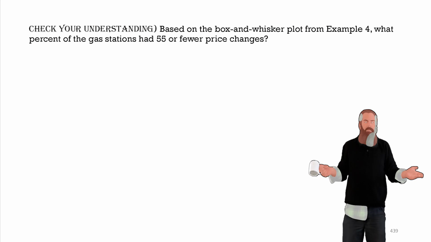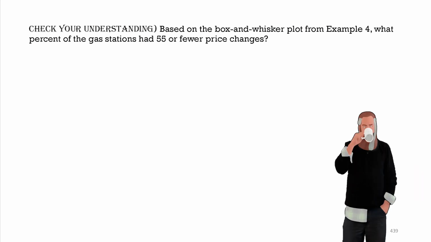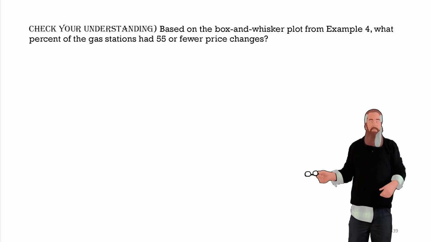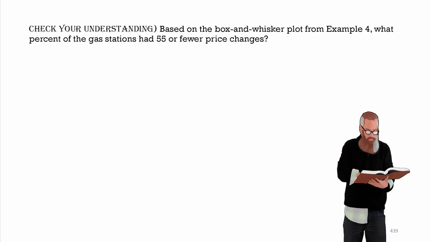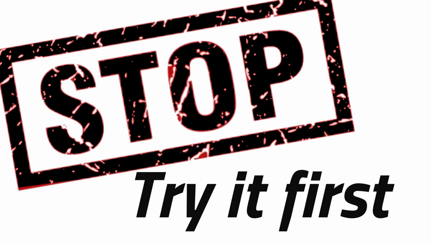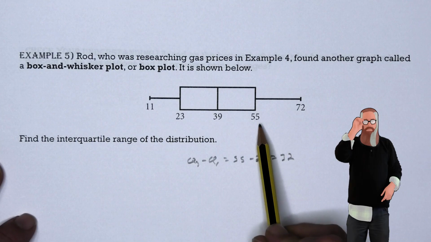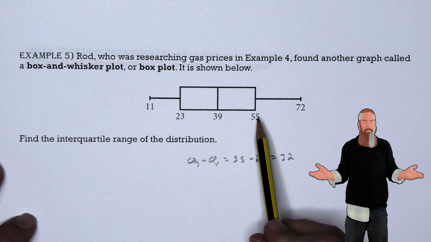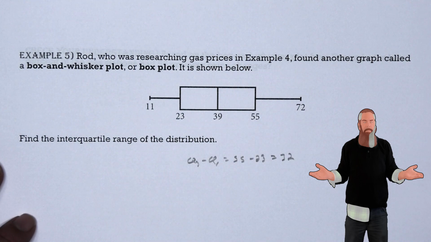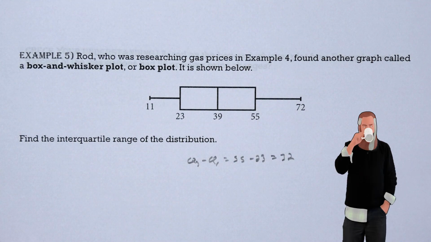Let's check your understanding of this. Based on the box and whisker plot from example 4, what percent of gas stations had 55 or fewer gas price changes? Well, being that 55 is the third quartile, that would mean that 75% had fewer than 55.